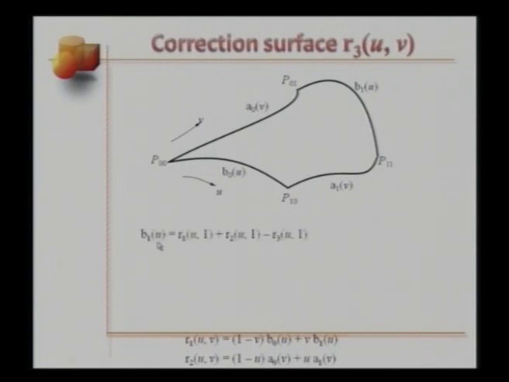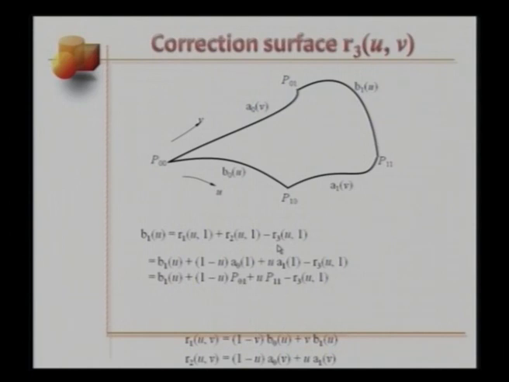We are now looking at R(U,1). R(U,1) will be R1(U,1) plus R2(U,1) minus R3(U,1). For value of V equals 1, what is the surface? R(U,1). This is this curve here, this bounding curve, B1 of U. Now plug in the value of V equals 1 here and V equals 1 here. What do you get? For V equals 1, we get B1 of U from R1(U,V), and for V equals 1, we get A0(1), A1(1) from R2(U,V).